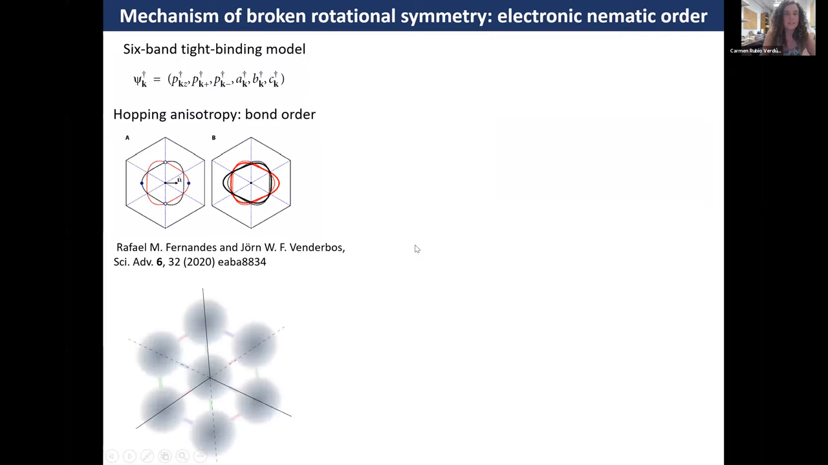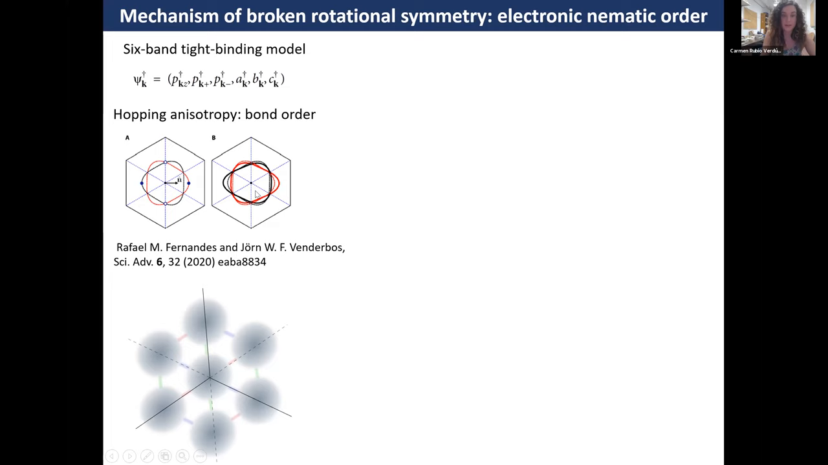And how can we understand this in a Moire lattice? Well, this is beautiful work by Rafael Fernandez and co-workers, where they model nematic instability in a Moire lattice. So they introduce a six-band tight binding model. You have three p orbitals and three s orbitals in the Moire lattice. And what they introduce is a hopping anisotropy. So basically, the nearest neighbor hopping is different in this direction than in these other two directions. And what that's going to create, of course, is a distortion of the Fermi surface. So here we have the Fermi surface undistorted. And then when they introduce the nematic instability, you can see that the Fermi surface is elongated in this direction.